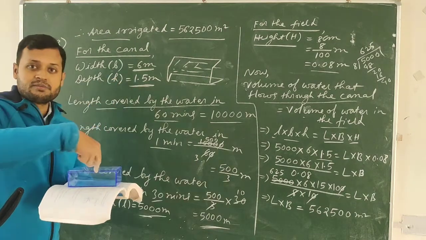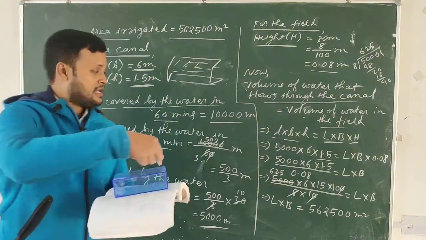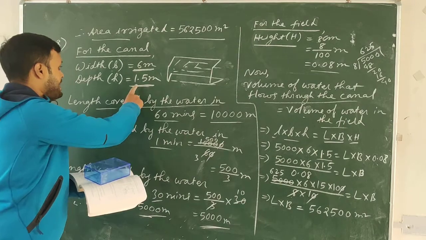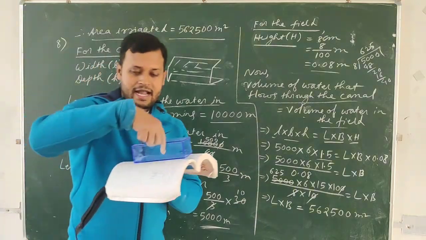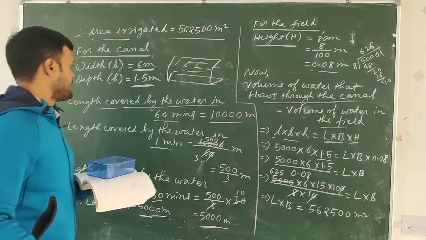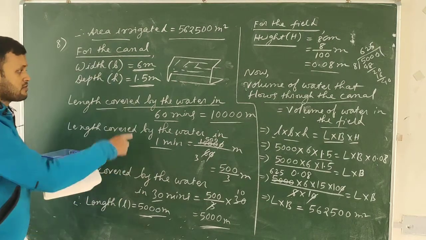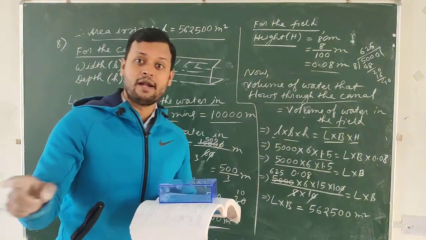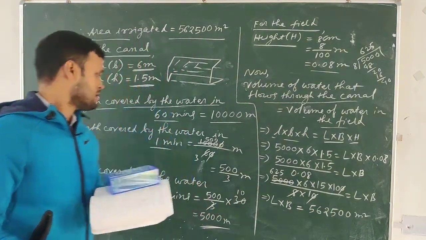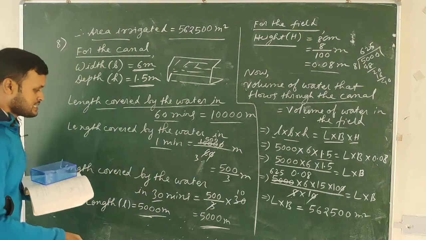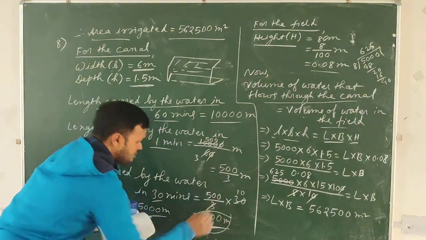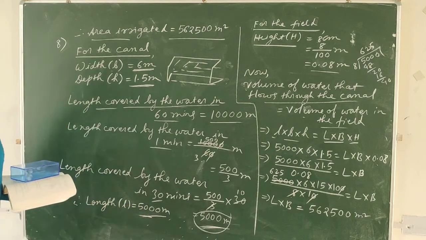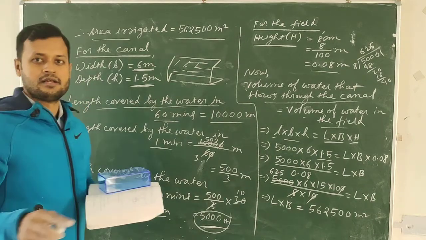Okay. So just think about this thing. Width of the canal is 6 meter. Length is not given. Height is given, this height is 1.5 meter. So length we will find out from the data given, from the speed. What is the speed of water? 10 km per hour. So if the water flows for 30 minutes, how much length will flow? 5,000 meters. So this we will consider as the length of the cuboid.